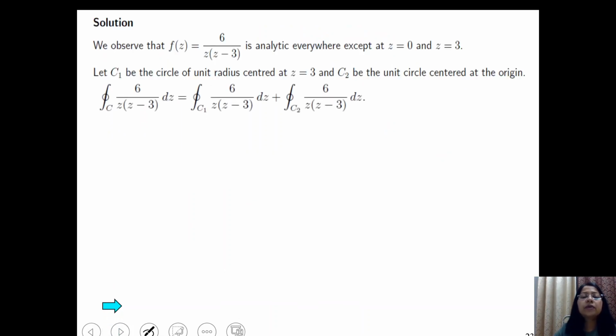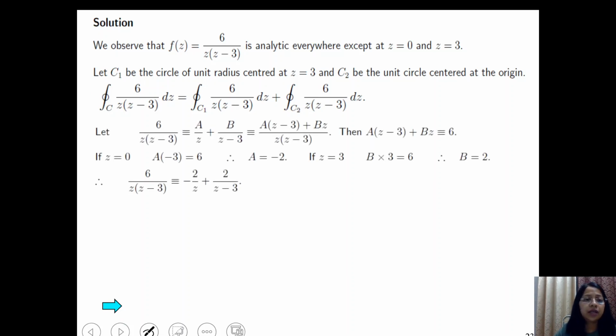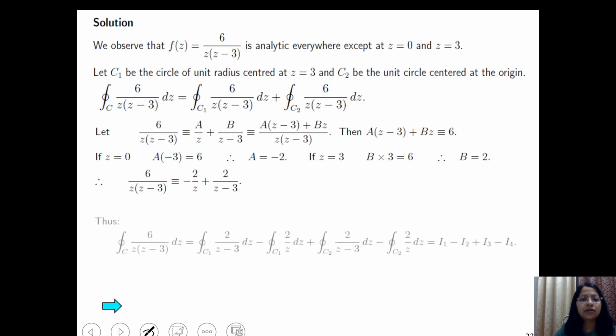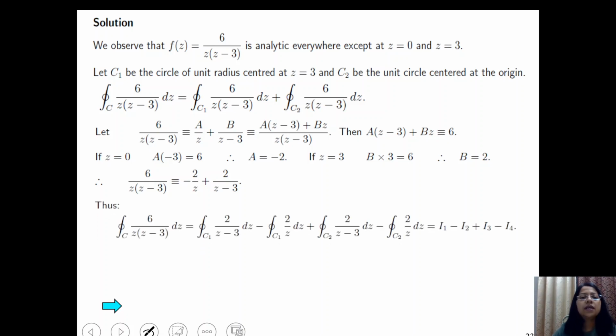Right. So the given function is analytic everywhere except at 0 and 3. Then we can use the concept of Cauchy theorem for multiply connected region. So the closed integral over C is equal to the integral over C1 plus the integral over C2, which are the two circles enclosing 0 and 3. And then we can easily simplify by breaking into partial fractions. Then we can easily integrate the 4 integrals.